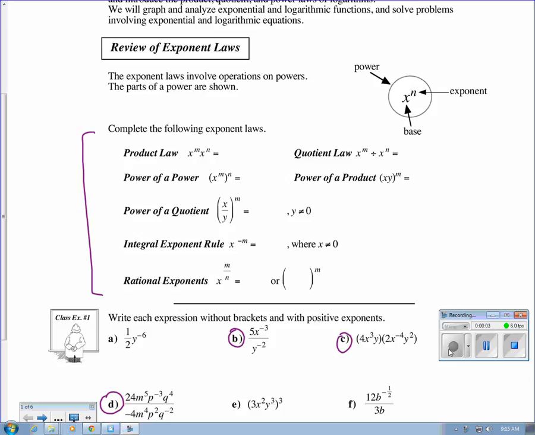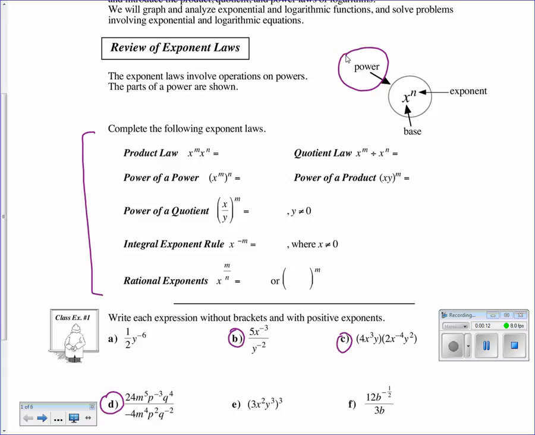Okay, exponents and logs, or exponent laws. Eventually we get logs. Remember the language of a power. A power contains a base and an exponent. That language will become very significant for us in the week or so to come.